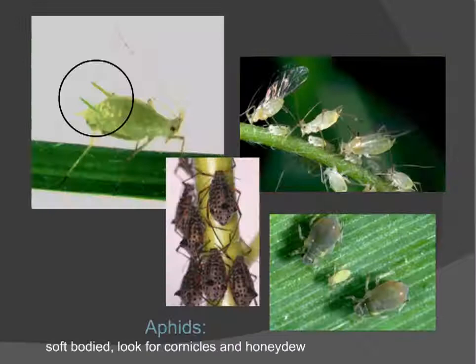Aphids, you might get a curling and cupping with aphids too, similar to what you might get with chemical dip damage. But if you look closer, you'll see the insects themselves, and they're pretty squishable. They're pretty soft-bodied, and you'll have the sticky honeydew inside the leaf. And if you look closely, you'll see those cornicles, which circle there. You can see the cornicles are those two spikes that come out of the back end of the insect.